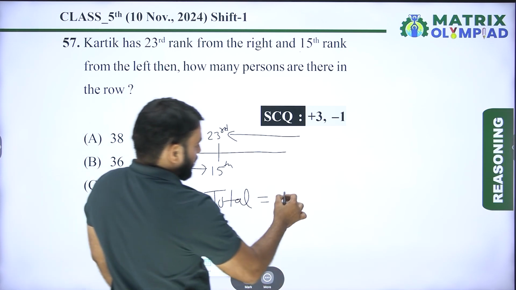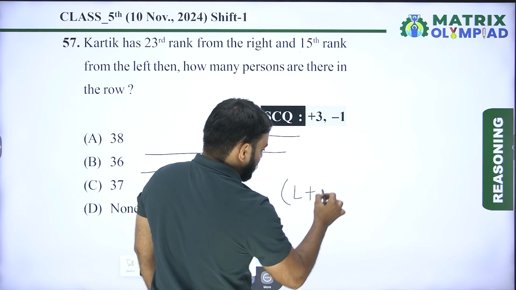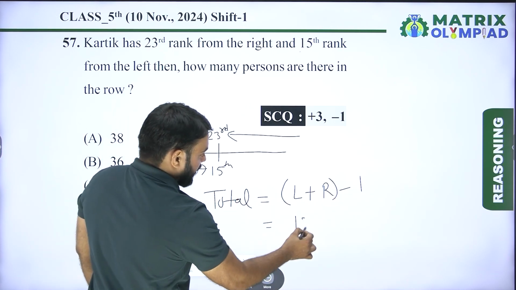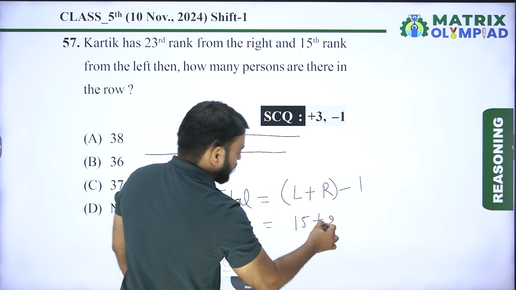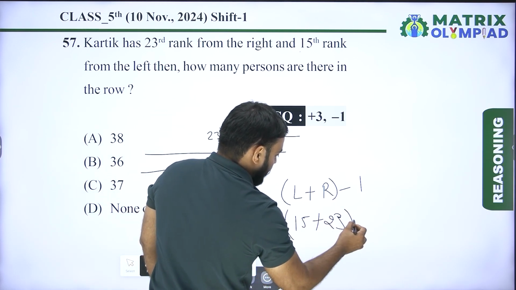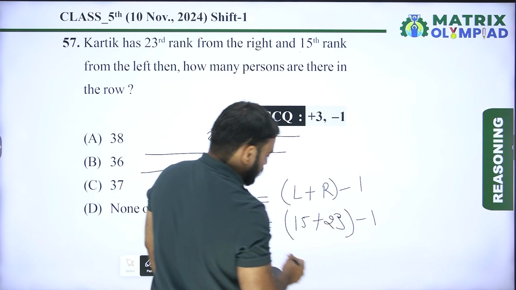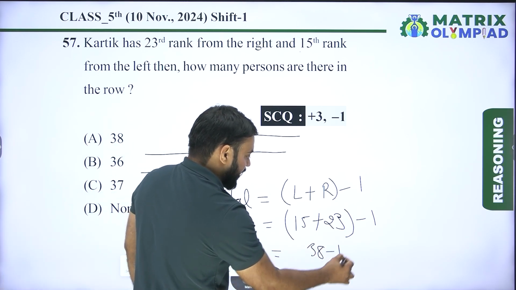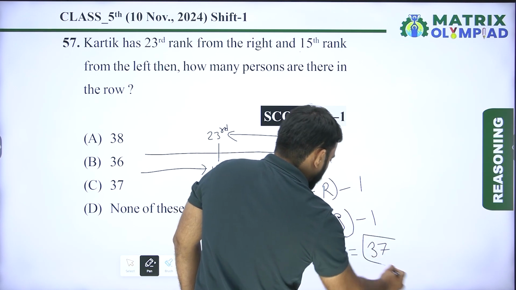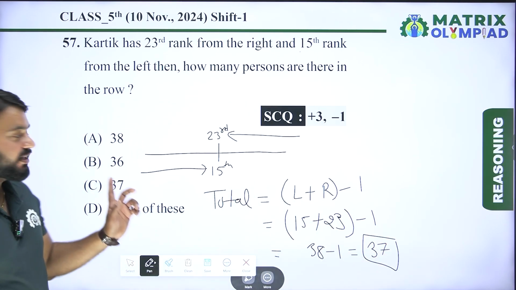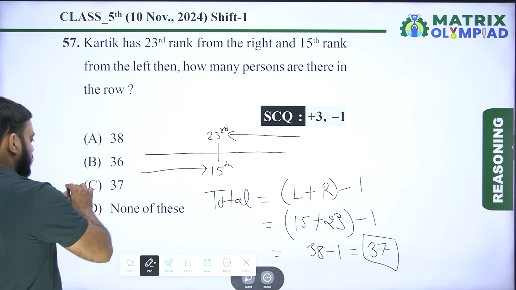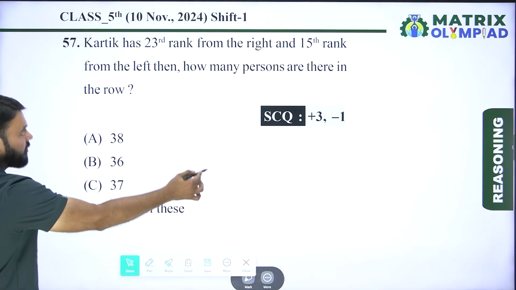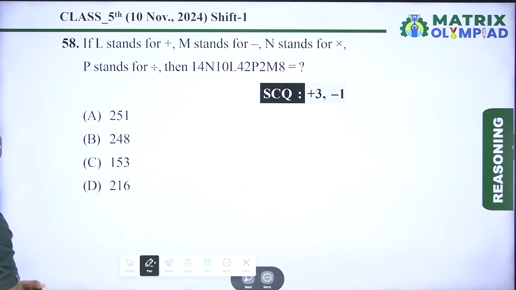So formula is left position of Karthik plus right position of Karthik minus 1. So left position of Karthik is 15 plus right position of Karthik is 23 minus 1. 15 plus 23 minus 1. So 15 plus 23 it means 38. 38 minus 1 it means 37. So there are 37 persons in this row. So here option C is the correct answer of this question. Now let's move on to the next question. So now next question is question number 58.